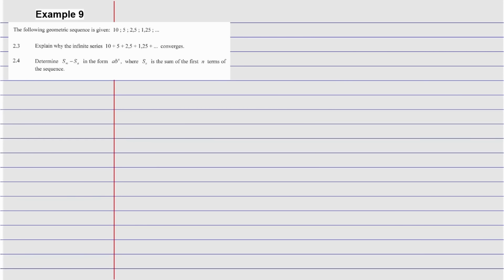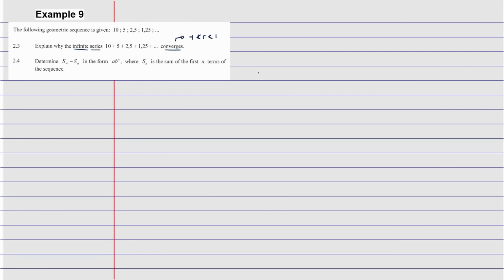So now we're going to do example 9, right? It says the following geometric sequence is given: 10, 5, 2.5, 1.25. And the third question says, explain why the infinite series is convergent. What does this mean? It means that we need to check whether r is between 1 and -1. So that's what we need to do.